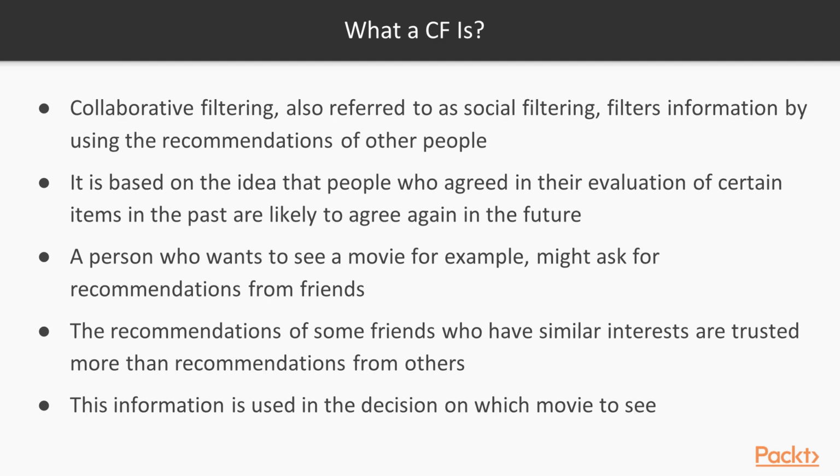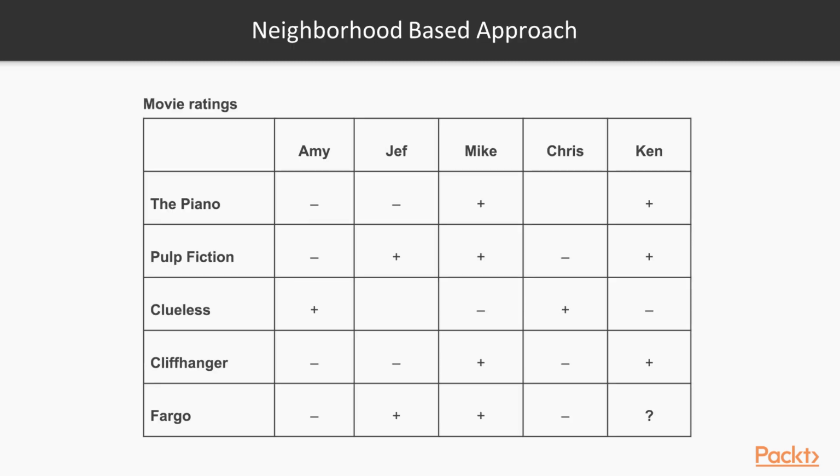So what is collaborative filtering? It is also referred to as social filtering, because it filters information by using the recommendations of other people. So we need to have a base of users to be able to use that engine. It is based on the idea that people who agreed in the evaluation of certain items in the past are likely to agree again in the future. A person who wants to see a movie, for example, might ask for a recommendation from a friend. So the recommendations of friends who have similar interests are trusted more than recommendations from others.